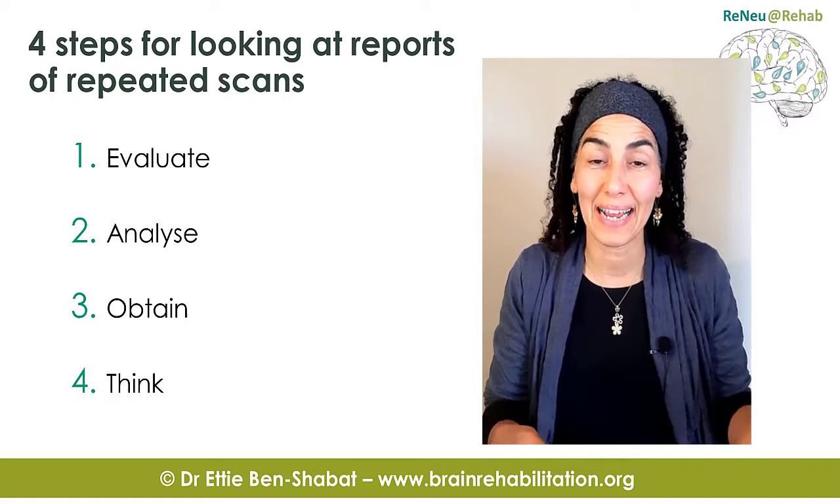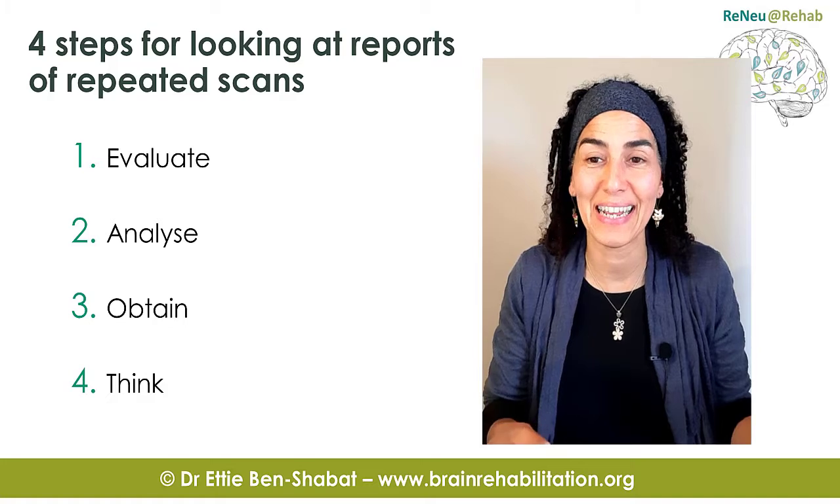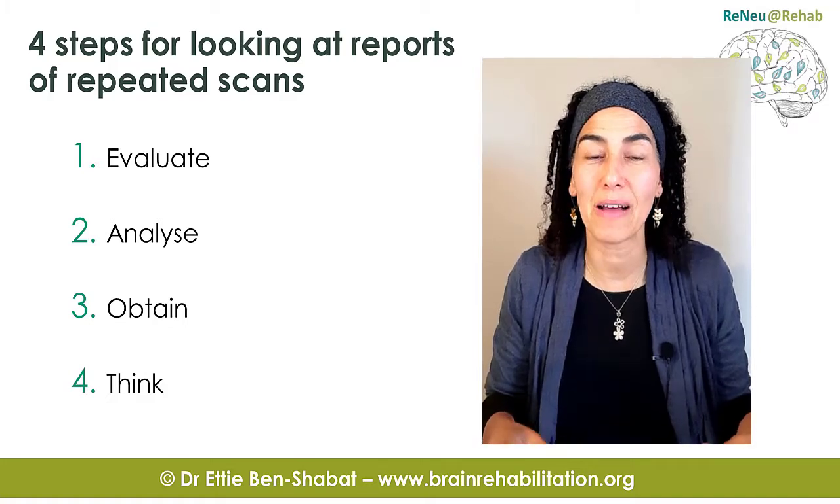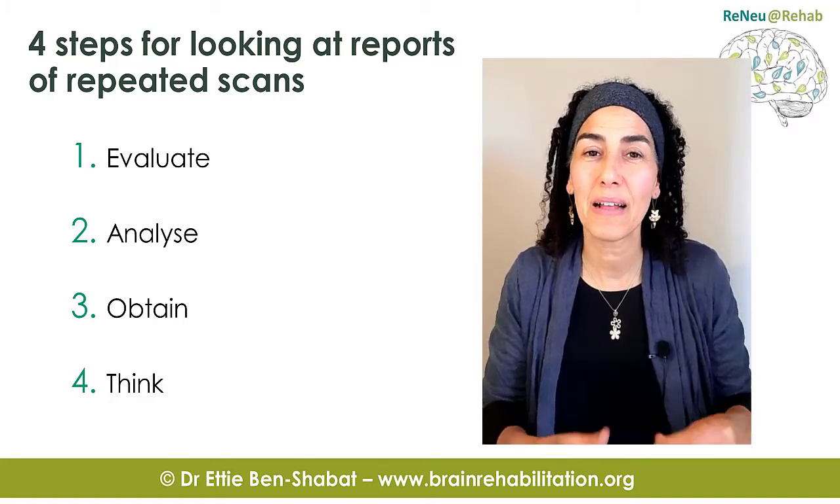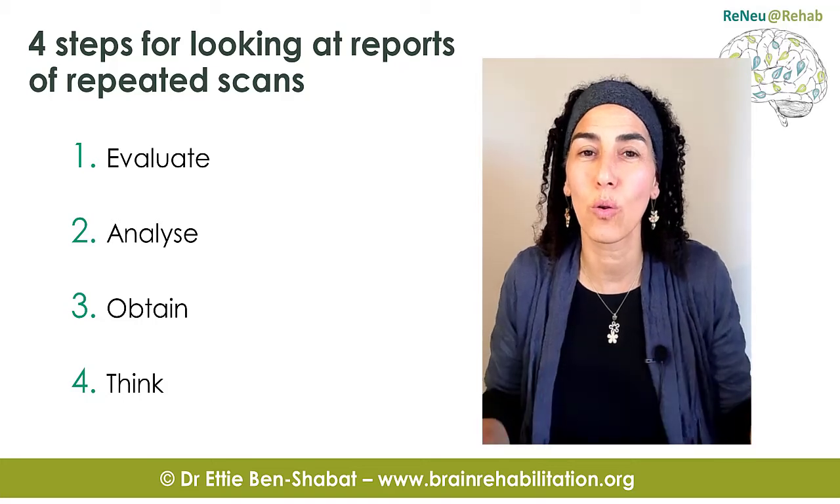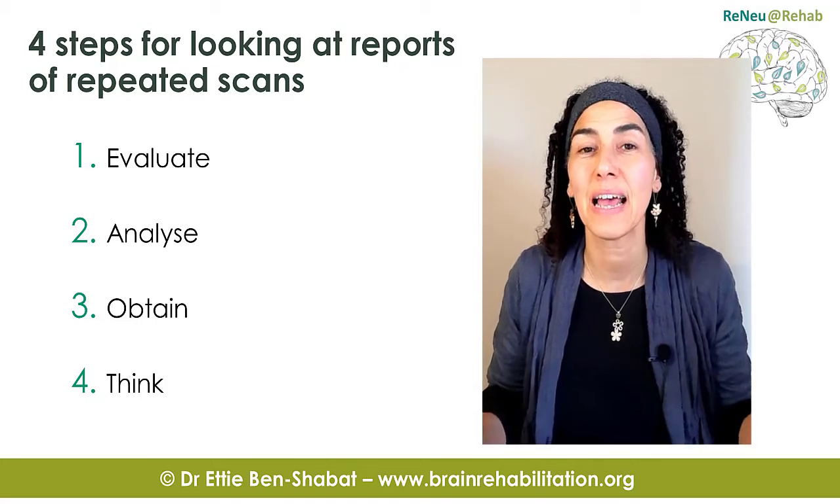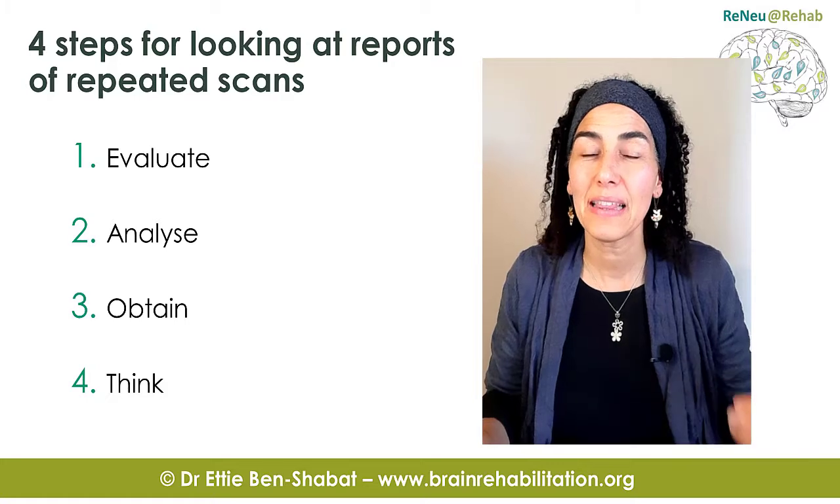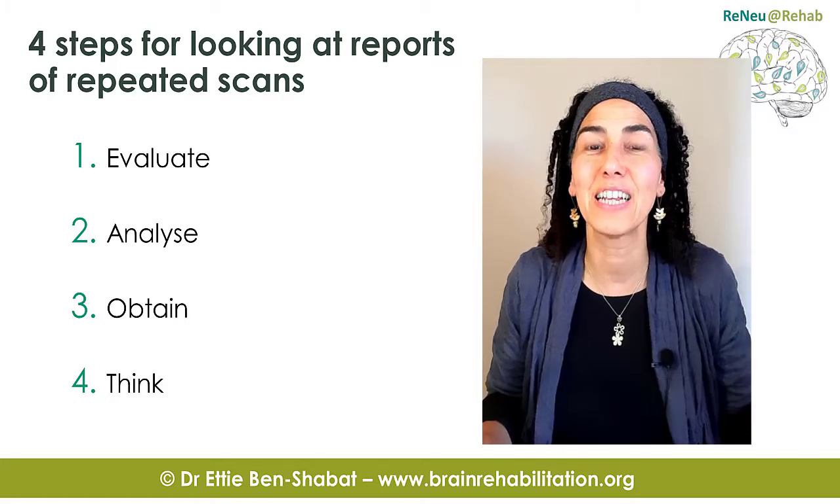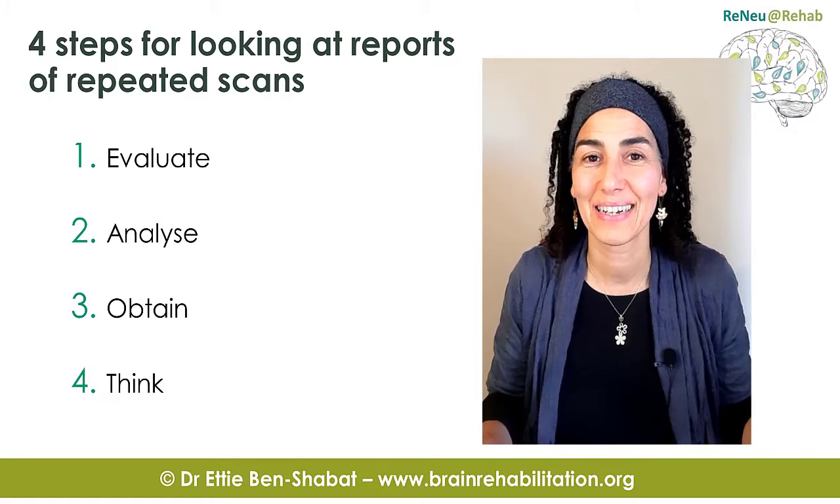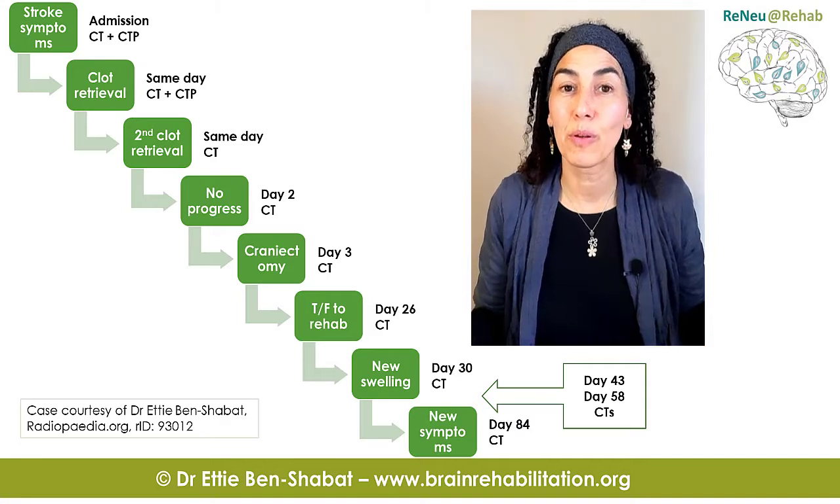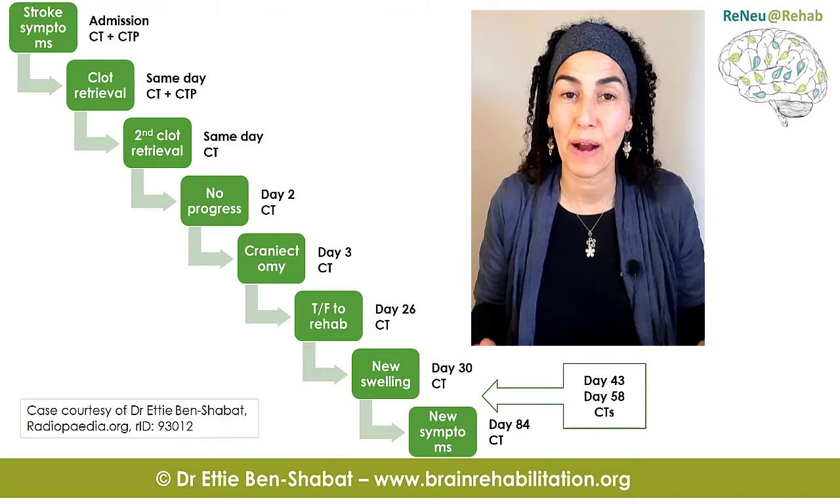Then there is obtain. How do I get that information that I need? And step number 4 is about thinking. Thinking about the whole process, the whole timeline between when the person was admitted and when you're seeing them, and asking yourself, is there any additional information I need? So let's use an example to put this framework into practice.